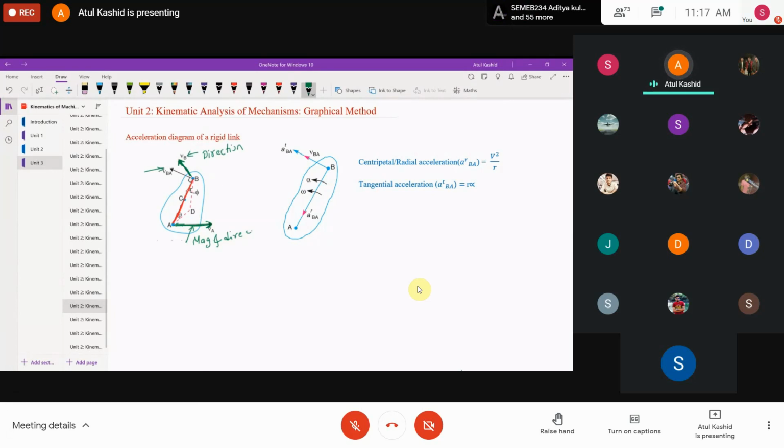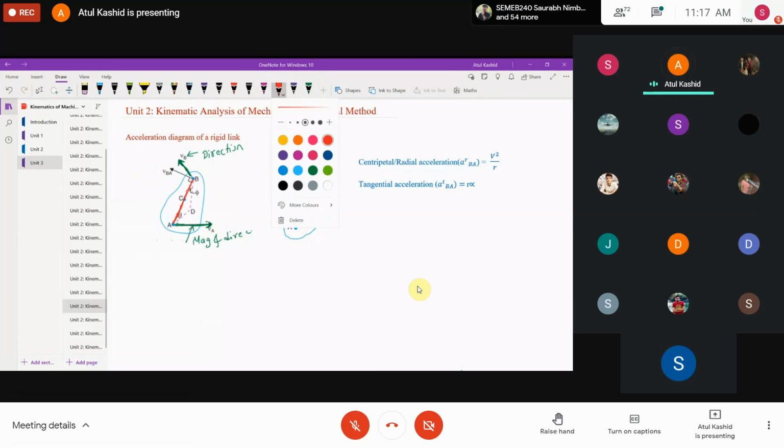And for VBA, here you can see, we know the direction, but the magnitude is unknown. The direction will always be perpendicular to the link, okay? So now, how to draw the velocity diagram? I don't think there is any doubt remaining in your mind related to the velocity diagram, but still I will draw it.